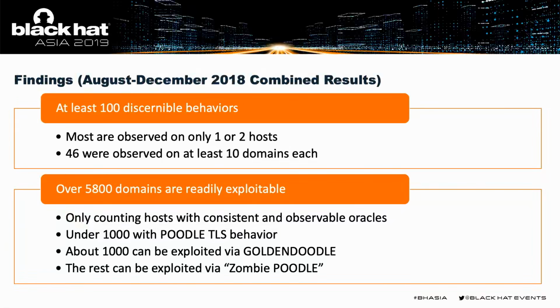Overall, there were about 5,800 that I deemed to be readily exploitable, and this is only counting ones that had consistent observable oracles. Of these, there were less than 1,000 that appeared to me to be a known Poodle TLS vulnerability. There were about 1,000 of them that were GOLDENDOODLE, and then the rest of them seemed to be zombie poodle.